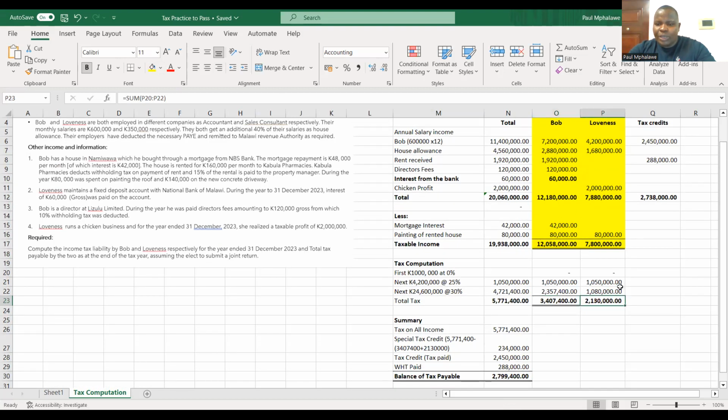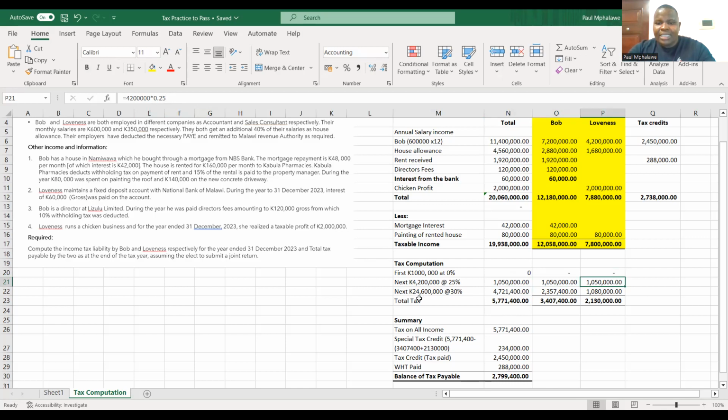How did we come about with the tax? First of all, if you look at the total, we are saying the first 1 million is taxed at 0%. So 0 for total, and 0 for Bob, and same 0 for Loveness. Then we're saying the next 4,200,000 per annum is taxed at 25%. So if you take 4,200,000 times 25%, that becomes 1,050,000 for both.